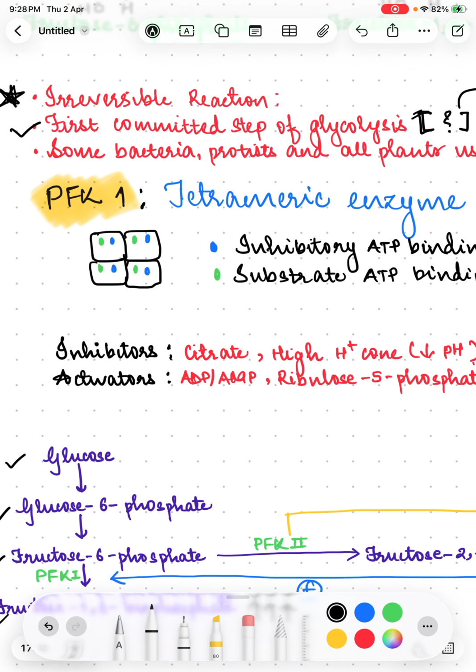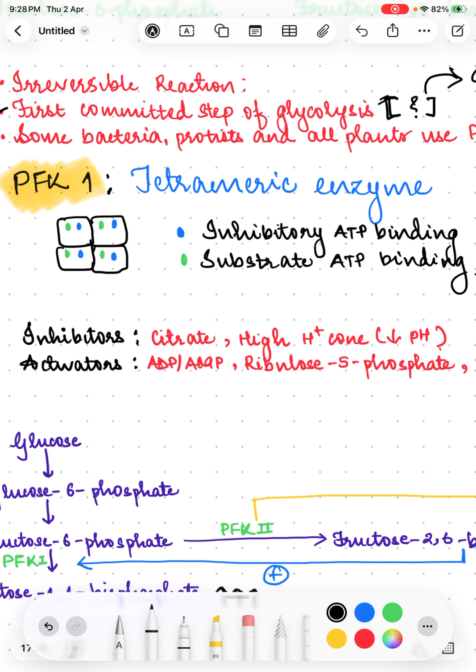The first site is for inhibitory ATP binding and the second site is for substrate ATP binding. So if one ATP molecule binds to one subunit, the next one will come and bind to another subunit. The third one will bind to the third subunit, and the fourth one will bind to the fourth subunit. So you can also say that this ATP is an allosteric inhibitor of the enzyme phosphofructokinase 1.